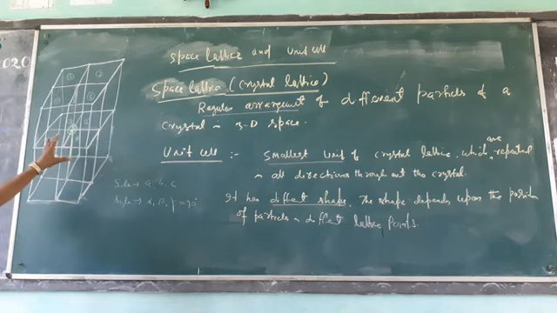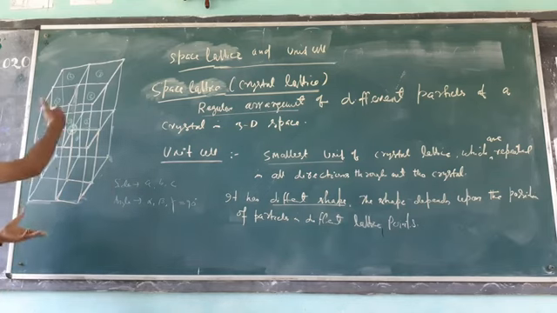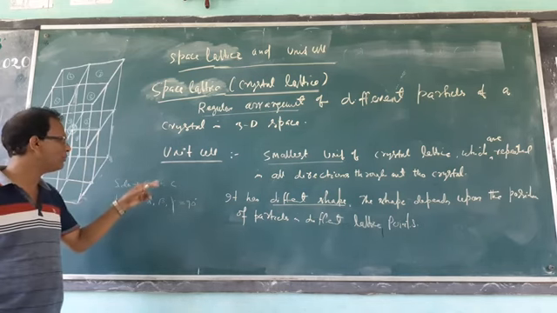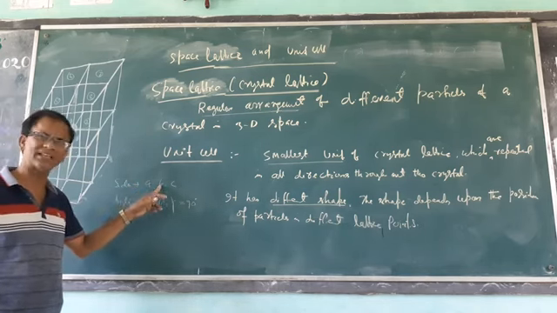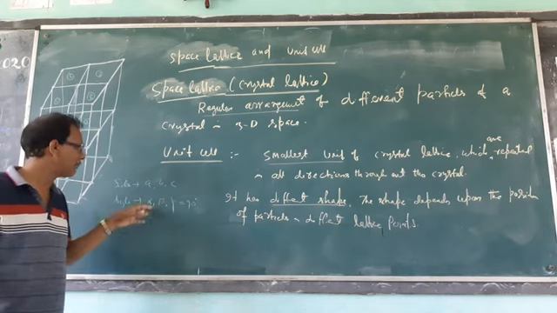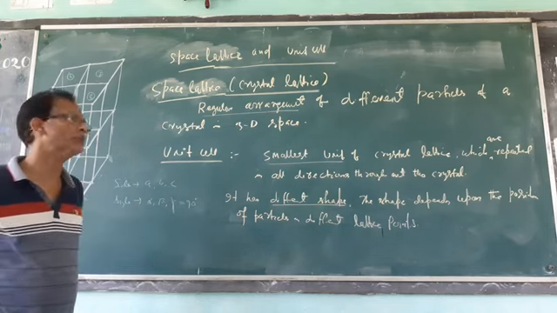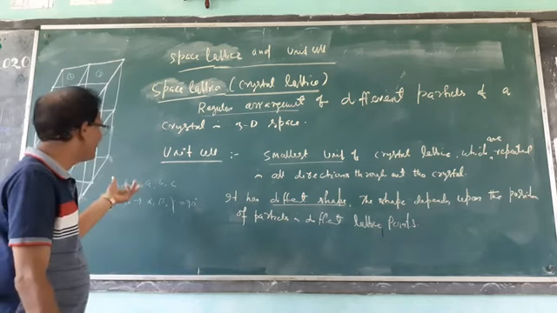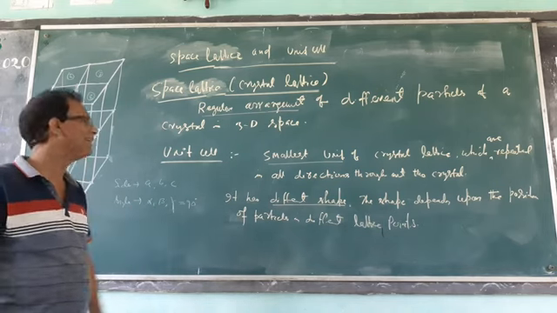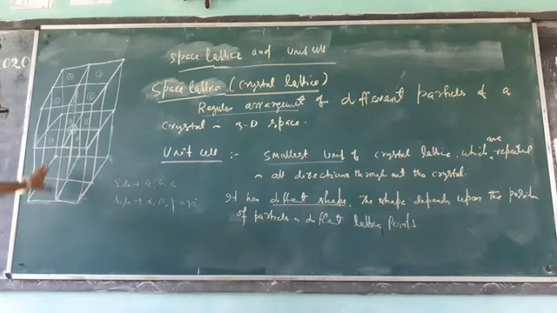You see one diagram here. This is the combination of cubes one over another. In this diagram, cube means the sides are equal, A equal to B equal to C. A means one axis, B the other side, C the other side, all are equal. Here, the angles between the sides, alpha, beta, gamma, are 90 degrees in the cube. So this is like a crystal where different cubes are formed.